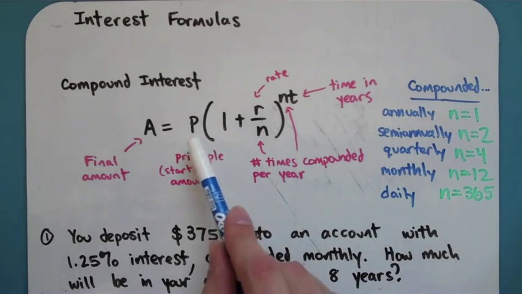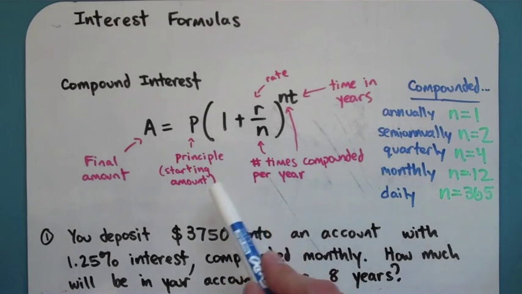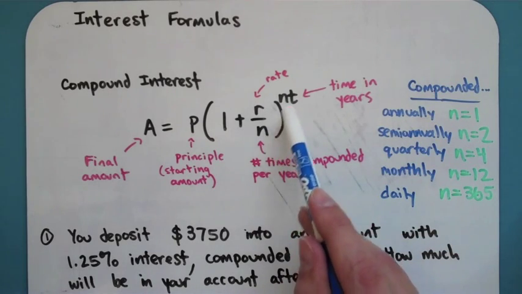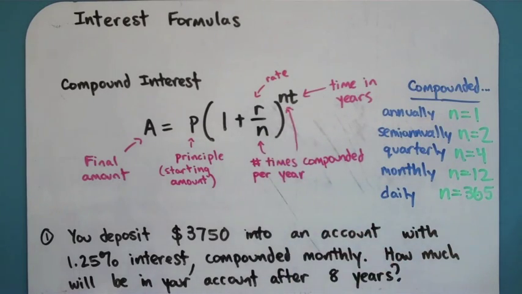We still have a number outside parentheses, 1 plus or minus a rate going on here. The only difference here is this divided by n and this times n in the exponent, where n refers to how many times a year your interest is compounded. When your interest is compounded, what that means is they take whatever interest you've made during that portion of the year and they roll it into your account.